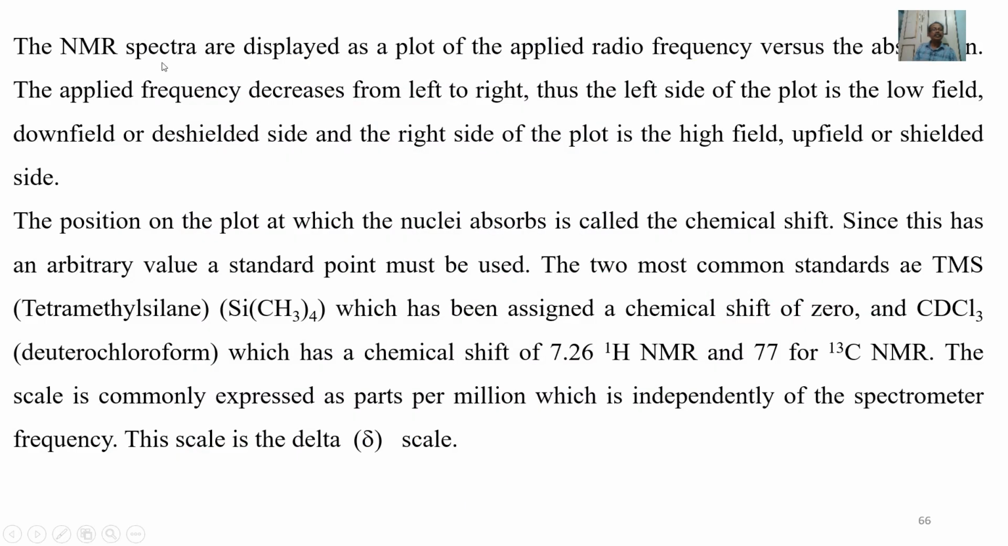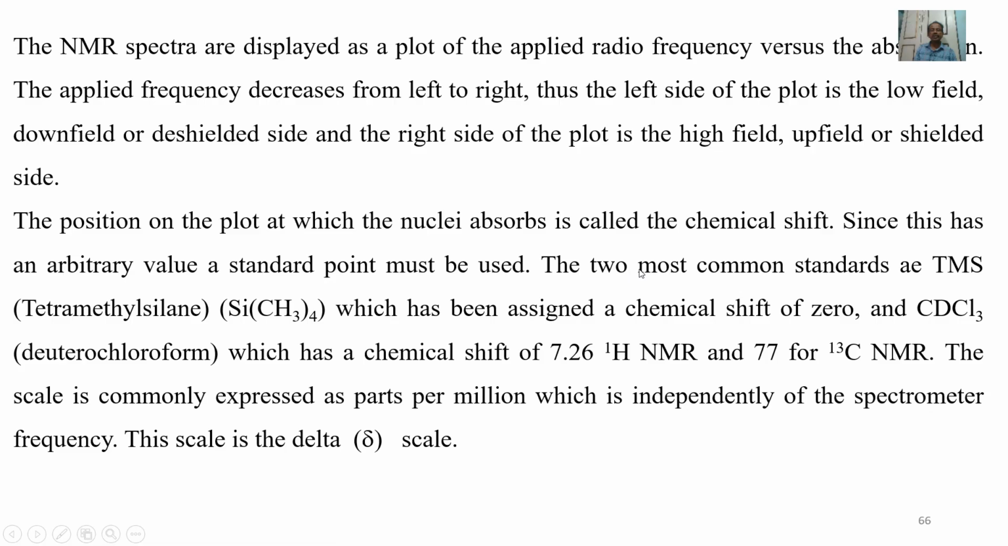The NMR spectra are displayed as a plot of the applied radio frequency versus the absorption. The applied frequency decreases from left to right. Thus, the left side of the plot is the low field, downfield, or de-shielded side, and the right side of the plot is high field, that is upfield or shielded side. The position on the plot at which the nucleus absorbs is called the chemical shift.